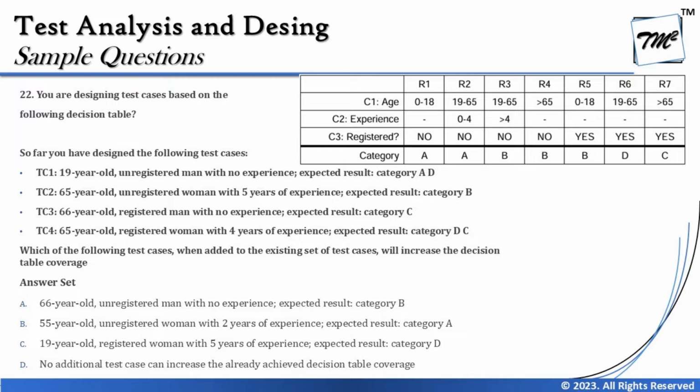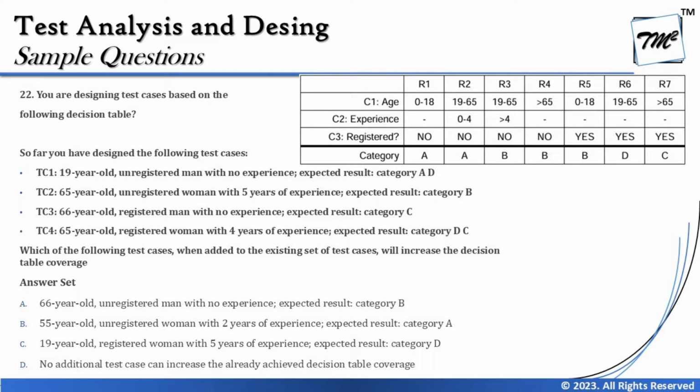Option A says 66-year-old unregistered man with no experience, expected result, the category is B. If I look into this, it basically matches rule 4, and this is not yet covered, because so far we have covered R2, R3, R6 and R7, but R4 is not yet taken into account.